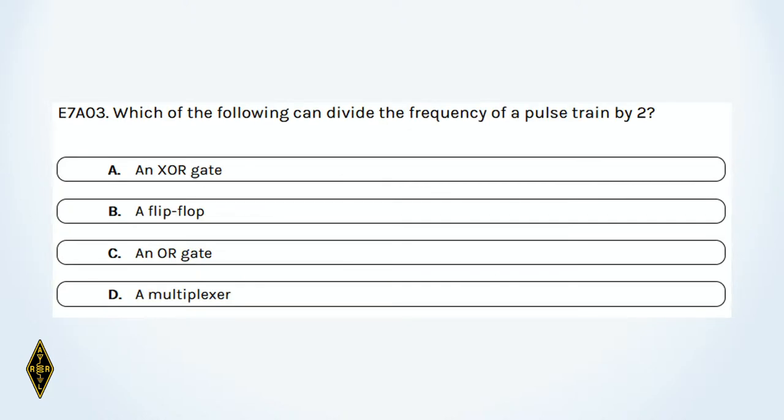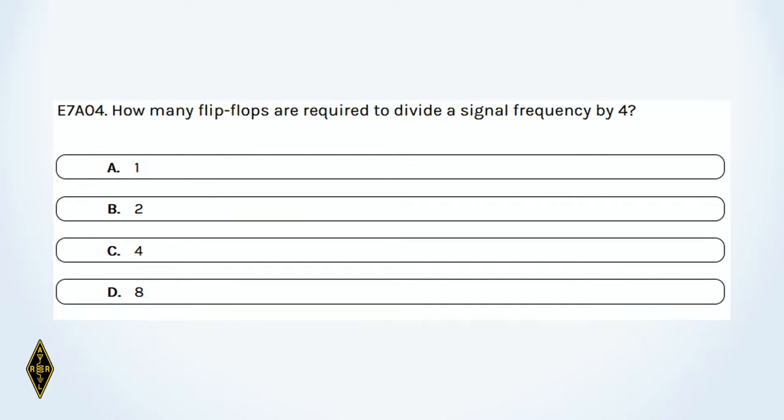And which of the following can divide the frequency of a pulse train by two? Bravo. That is a JK flip-flop. Oh, yeah. And how many flip-flops are required to divide a signal by four? Bravo. If one will divide by two, two will divide by four. So the answer is B.